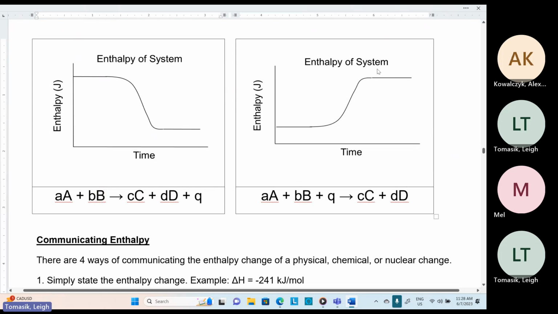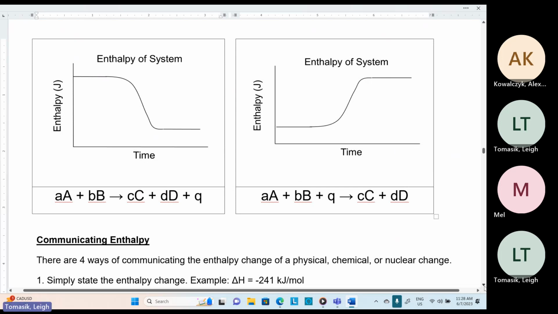Here we have an endothermic change where we have low energy reactants and high energy products. And you can see that the energy goes up over time. So it must be absorbing energy from somewhere, and that somewhere is the surroundings.